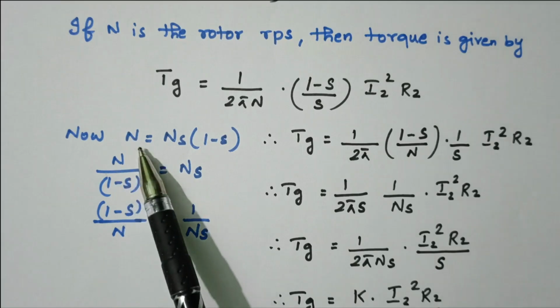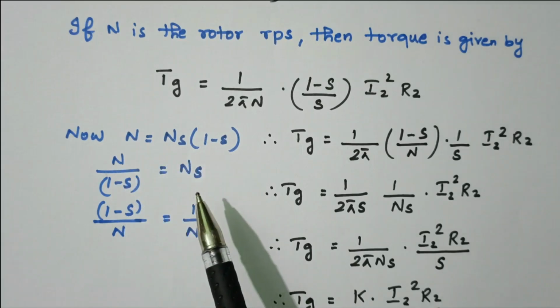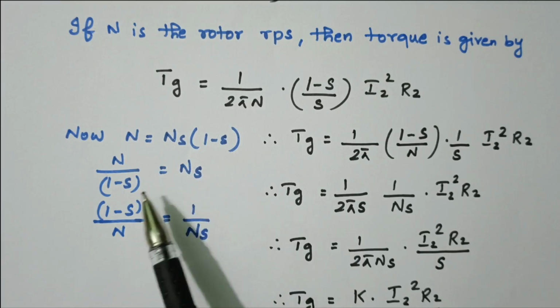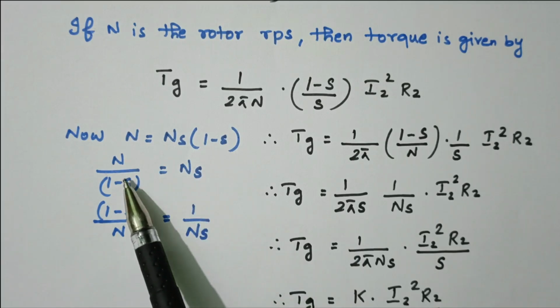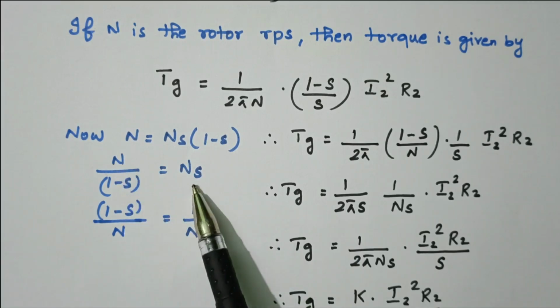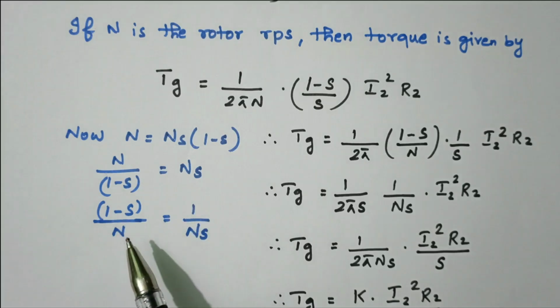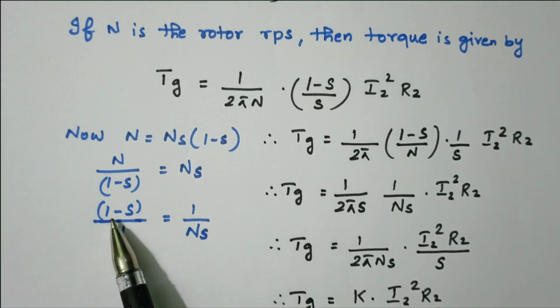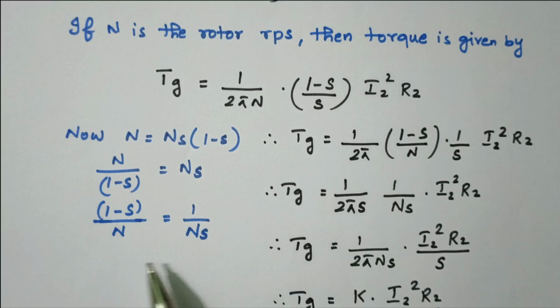We know that n equals ns into (1 minus s). Bringing this (1 minus s) to the denominator, n divided by (1 minus s) equals ns. Now write it as a reciprocal: (1 minus s) by n equals 1 divided by ns. So (1 minus s) divided by n can be replaced by 1 divided by ns.